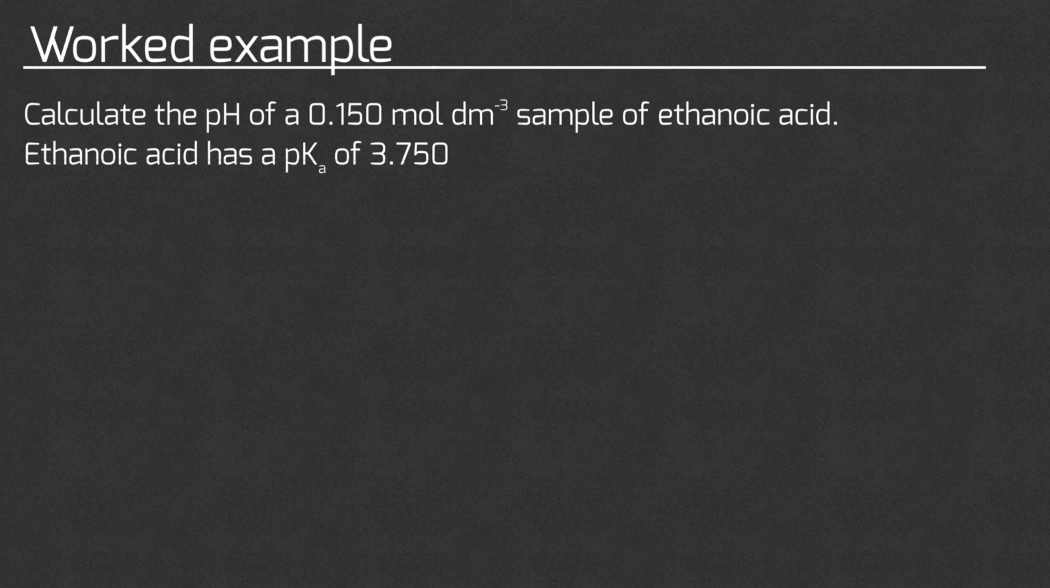This is a bit of a longer worked example, so we've been asked to calculate the pH of a 0.15 mole per decimeter cube sample of ethanoic acid. Ethanoic acid has a pKa of 3.75. So in this case, we're going to do pretty much the same thing we've done before when we're working out the pH of a weak acid. But this time, rather than being given the Ka value, we're given the pKa. So once we've converted the pKa to a Ka value, it's the same thing that we've looked at earlier in the video.